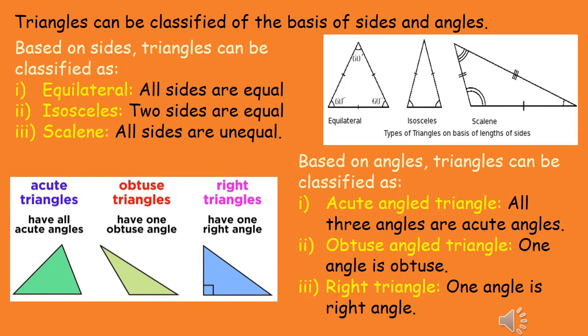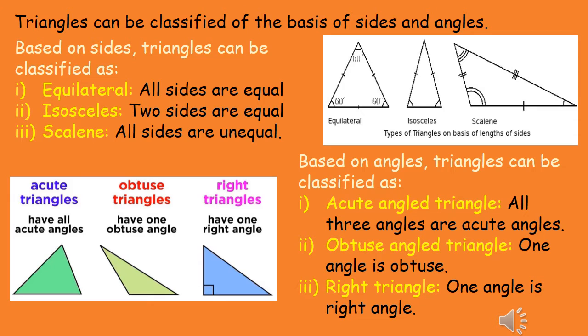Triangles can be classified on the basis of sides and angles. When it is classified on the basis of sides, it can be of three types: equilateral, when all the sides are equal; isosceles, when two sides are equal; and scalene, where all the sides are unequal. It is shown in the figure, three types of triangles.